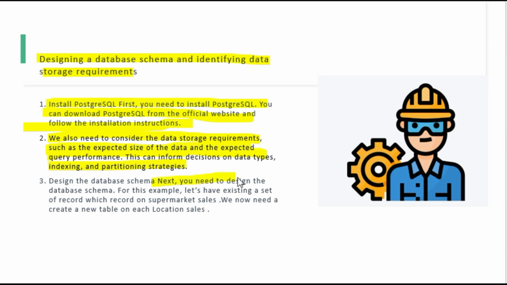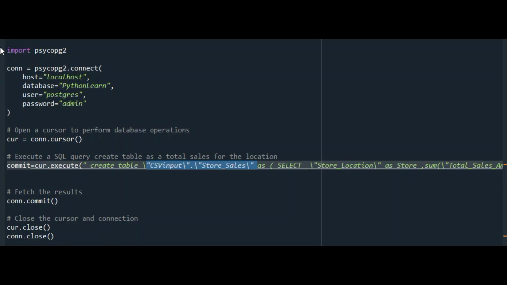Next, you need to design the database schema. For this example, let's assume we have a set of records that contain information on supermarket sales. We need to create a new table to store the sales data for each location. Let's create a new table using an existing table in Postgres.